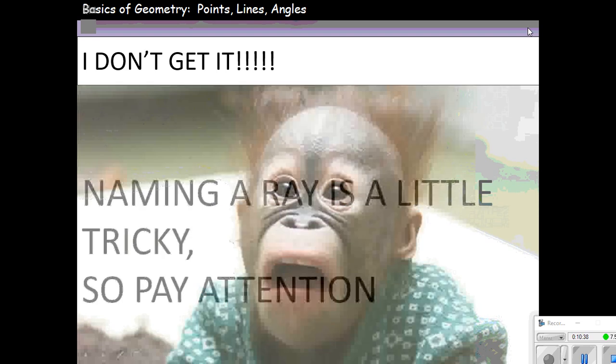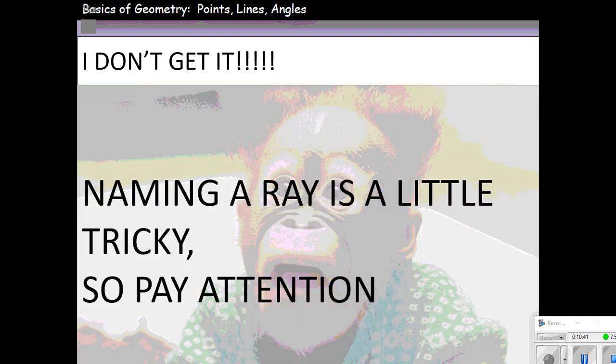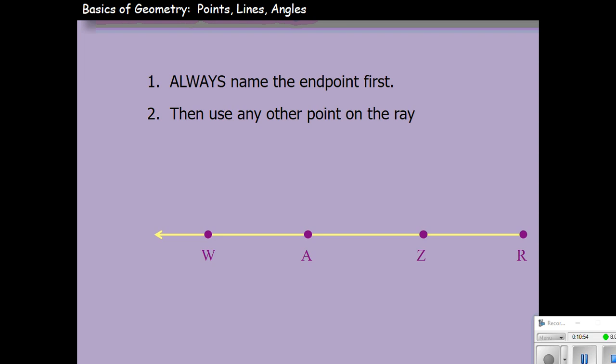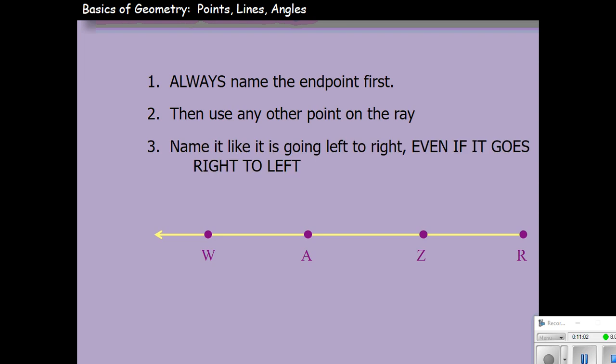The rules for naming a ray can be slightly tricky, and it's easy to mix this up. To name a ray, number one, always start with the endpoint. What's the endpoint for this ray? It's point R. So number two, name any other point on the ray. You could use RZ or RA or RW. And then three, here's the weird rule. We always pretend like it's going to the right, even if the picture shows it going to the left, or up, or down, or diagonally.